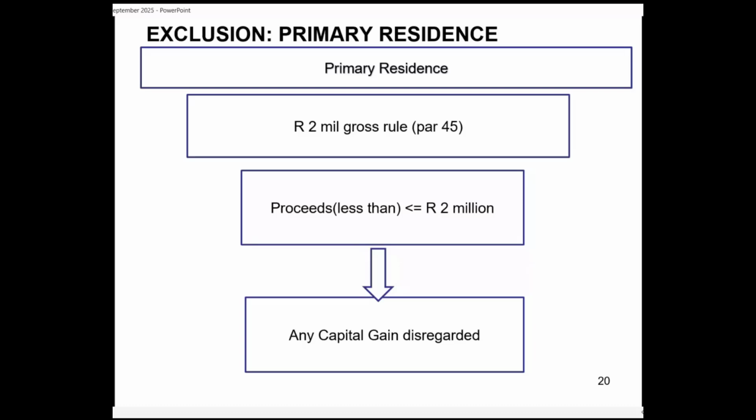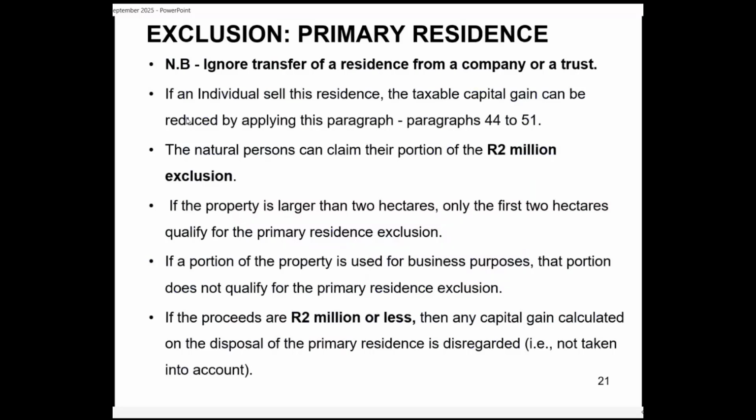So the proceeds, if they are less than 2 million, any capital gain will be disregarded. If the proceeds are less than 2 million, the 2 million cost rule, remember, in terms of paragraph 45. So the exclusion of primary residence. We will have the instance when the taxpayer sells the primary residence.